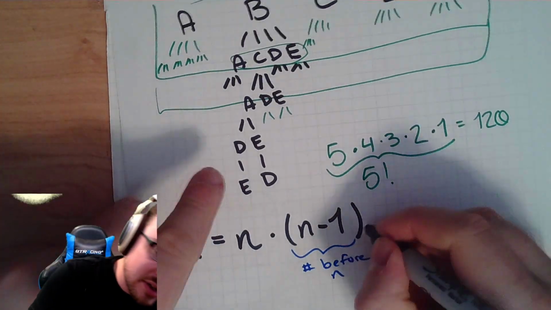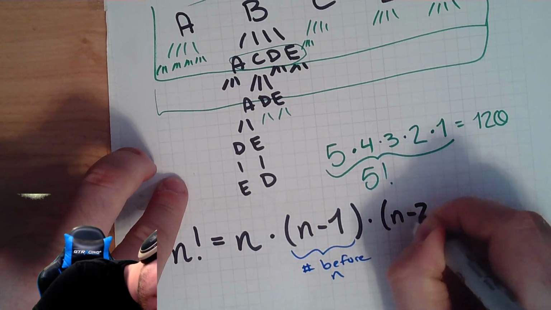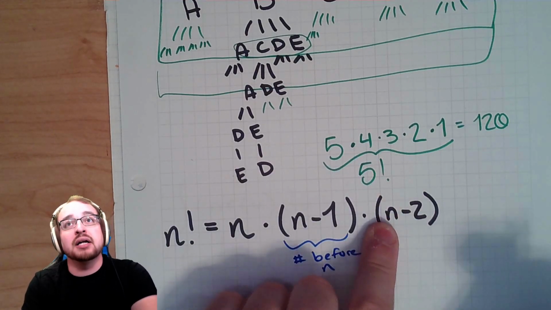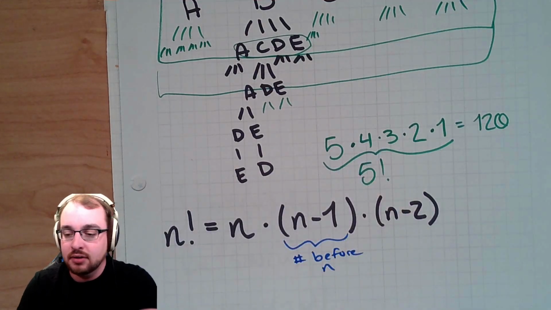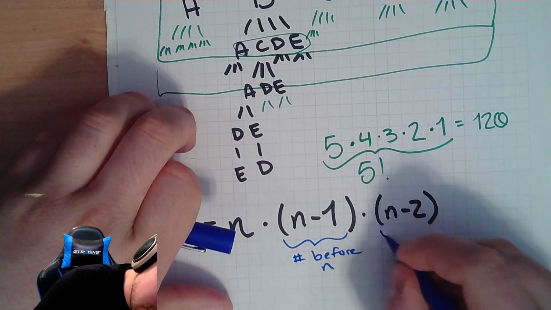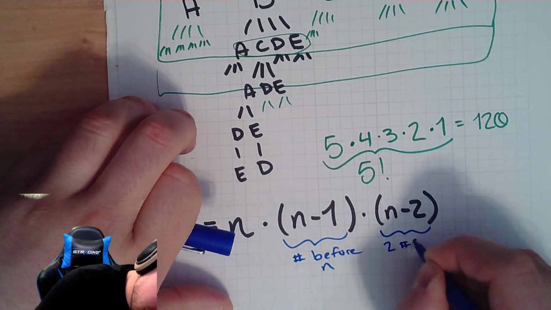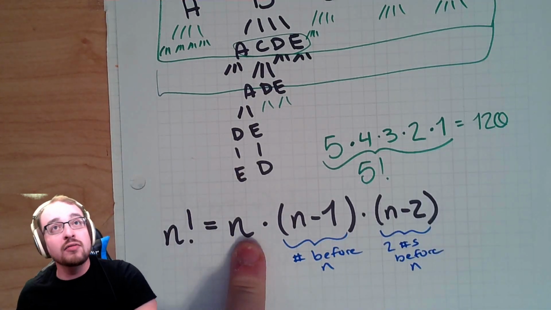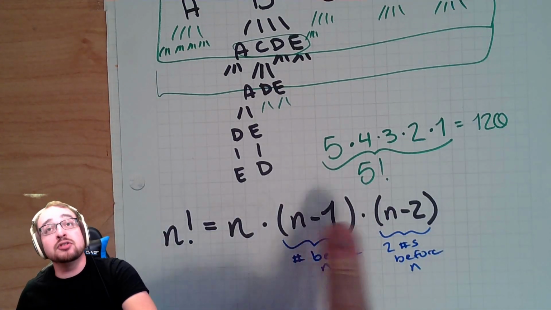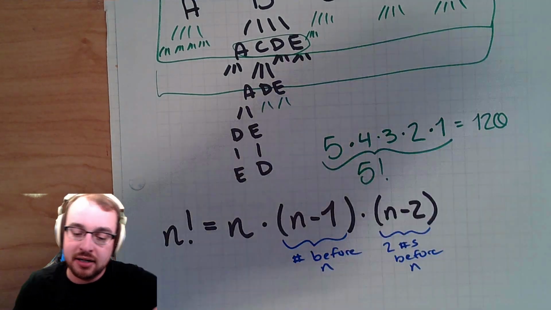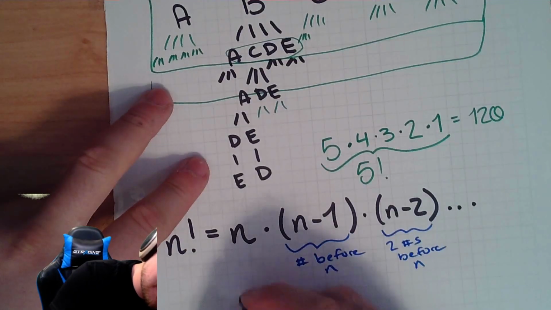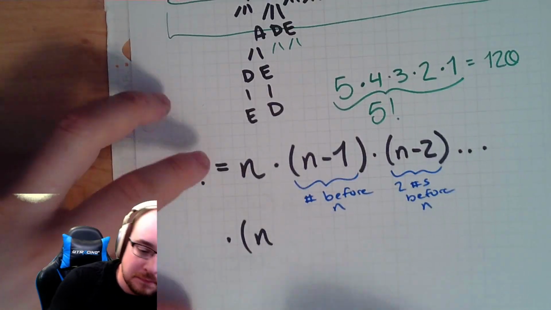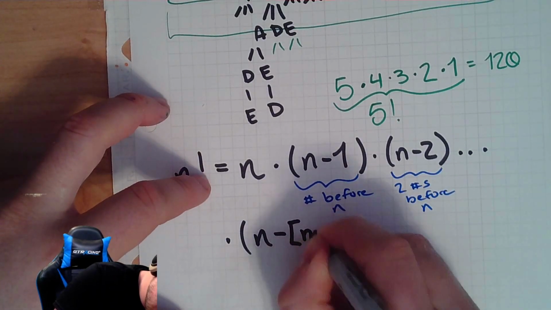And I'll keep doing this. 2 numbers before 5 would be 3, right? 5 minus 2 is 3. So 2 numbers before n is what this represents. If we have 12, then 12 minus 1 is 11, 12 minus 2 is 10. We go on and on until eventually we end up multiplying by n minus (n minus 1).